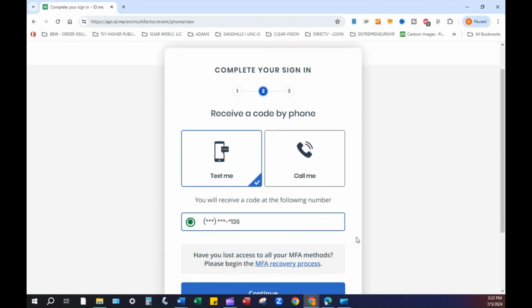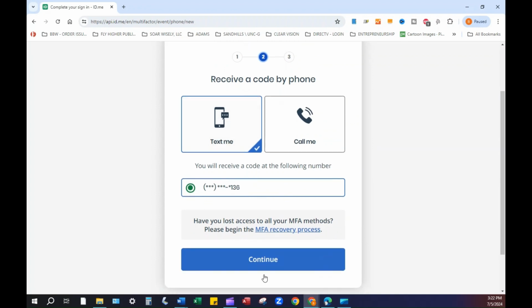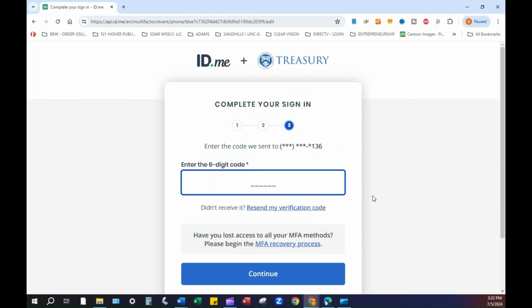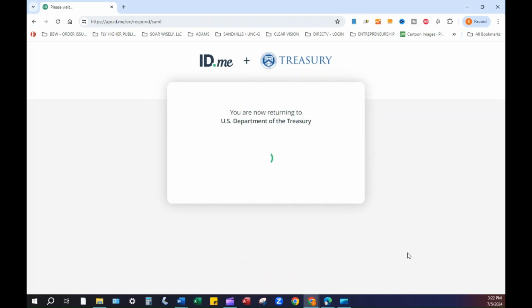So bear with me for a moment, and I'm going to have it text me the code, and then I'm going to get that code in. And we're going to get straight to that Form 1023. So bear with me just a moment. Let me get that code here, and we'll get that entered, and we'll go ahead and continue. And that is as simple as that.